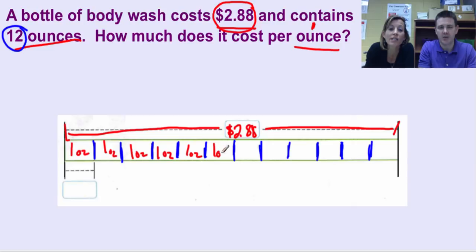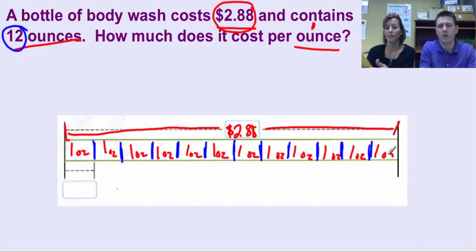Make sure you write 1 and not 10. Maybe put a little space there. You can write better with your pencil. But basically, we're showing how we broke the whole cost up into little 1 ounce pieces. We broke it up into 12 1-ounce sections.